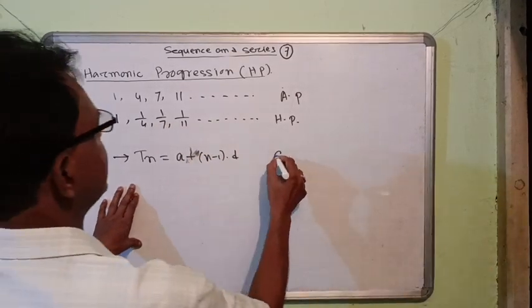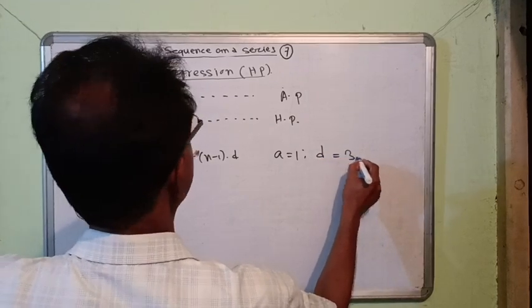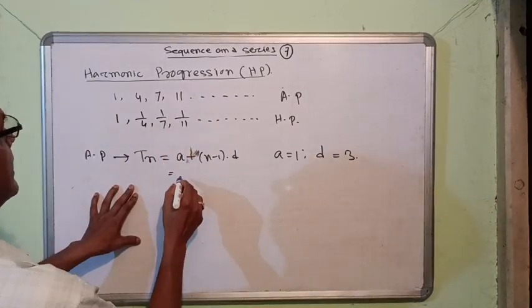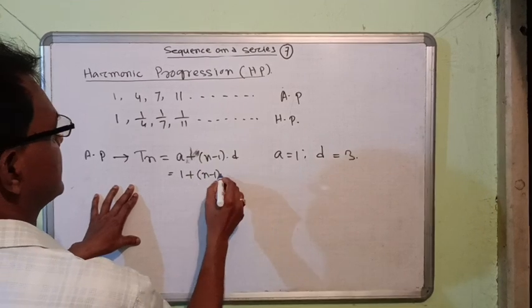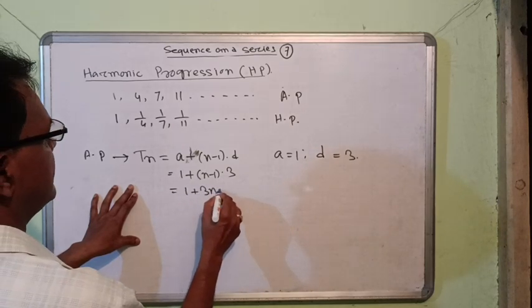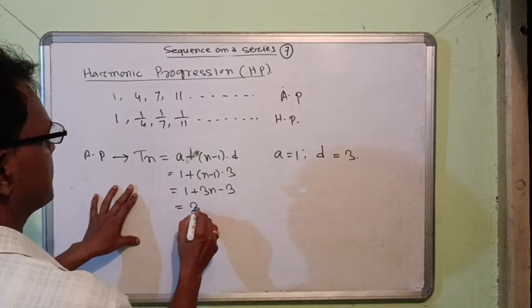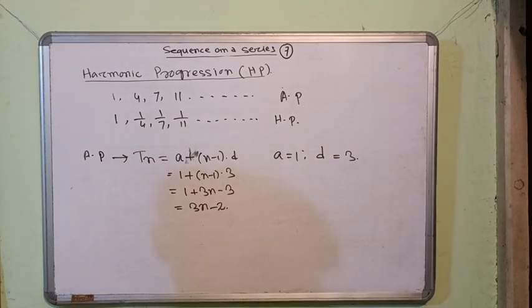Here in this case A is equal to what? D is equal to what? 3. Therefore we get 1 plus n minus 1 into 3. This equals 1 plus 3n minus 3. This implies 3n minus 2. That is the nth term of AP.